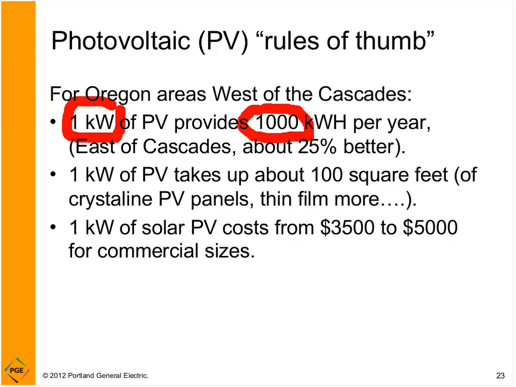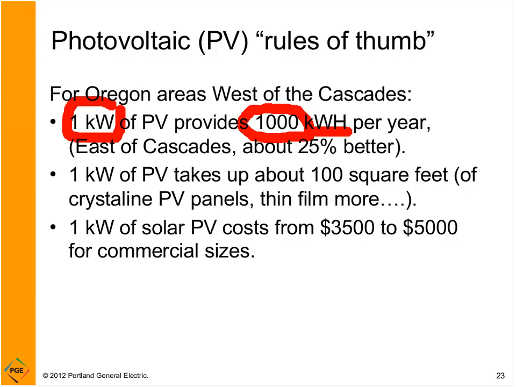Now, a kilowatt hour is what you and I pay for every month when we pay our electric bill. Kilowatt hour is what has a value to you. It's what impacts your pocketbook. Here in the Portland area, I usually use 10 cents per kilowatt hour as the retail value of electricity. So you can see that a 1 kilowatt system producing 1,000 kilowatt hours per year, that's going to have a benefit to your pocketbook of about $100.